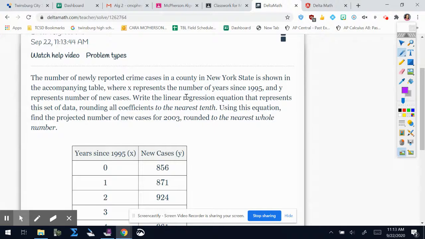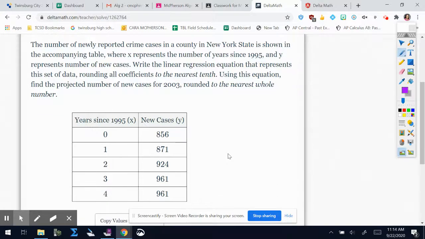Okay, so this one is looking at X, the number of years since 1995, and Y, the crime cases in a county in New York State. What you'll notice is as the years have gone on, the cases have gone up. So we would see there's definitely a positive relationship here.